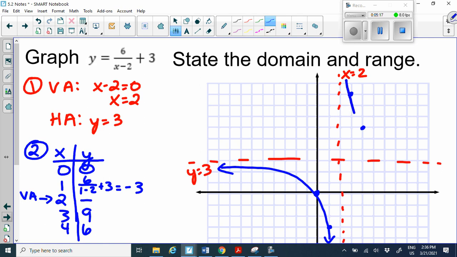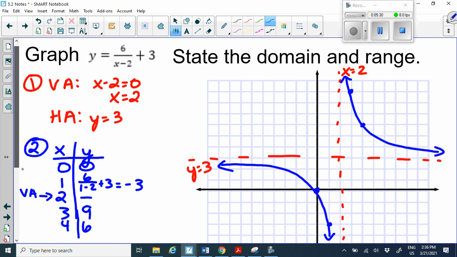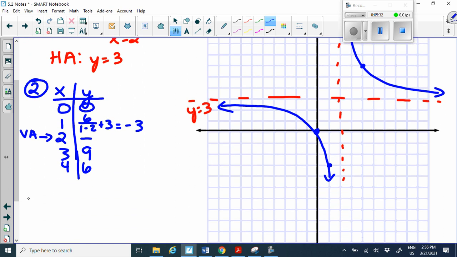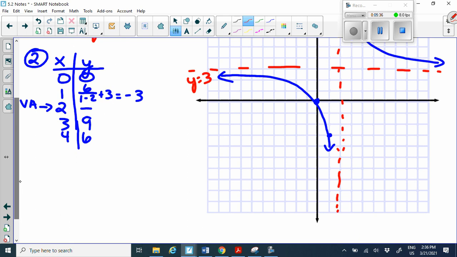And then I'm going to do the same thing. There we go. So basically your branches are going to follow your asymptotes. So basically your asymptotes bound those branches there. There we go. Okay, so now that we've graphed, our last thing we need to do is figure out the domain and range.